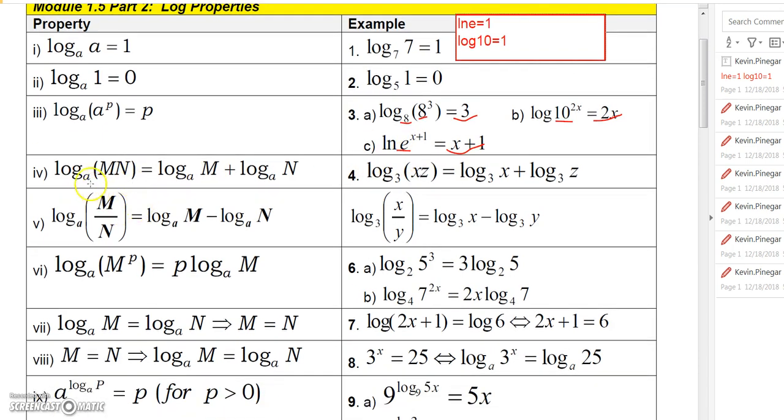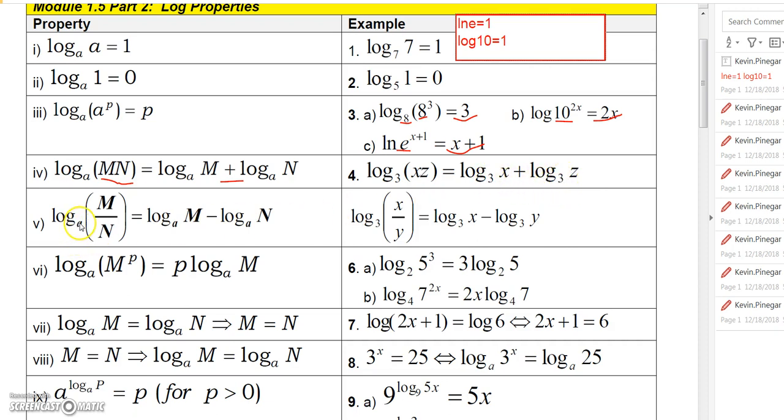Now here you have the log of a product, and it turns out that the log of a product is the sum of the two logs. For example, if you had the log of x times z base 3, you could write that as the log of x base 3 plus the log of z base 3. You have to carry the same base forward.